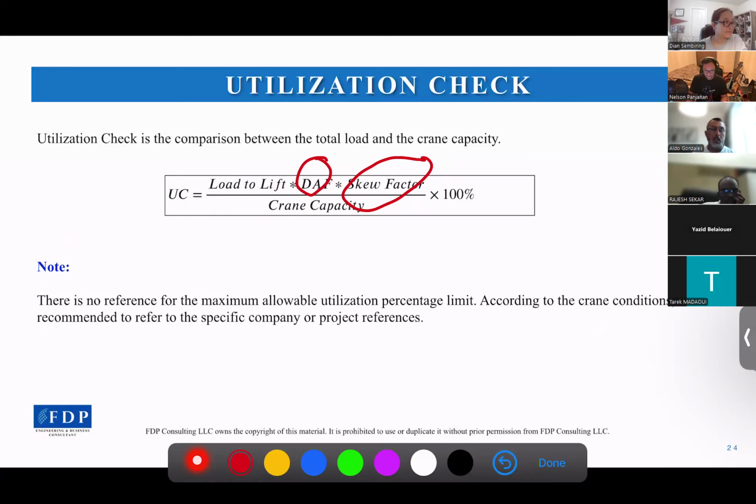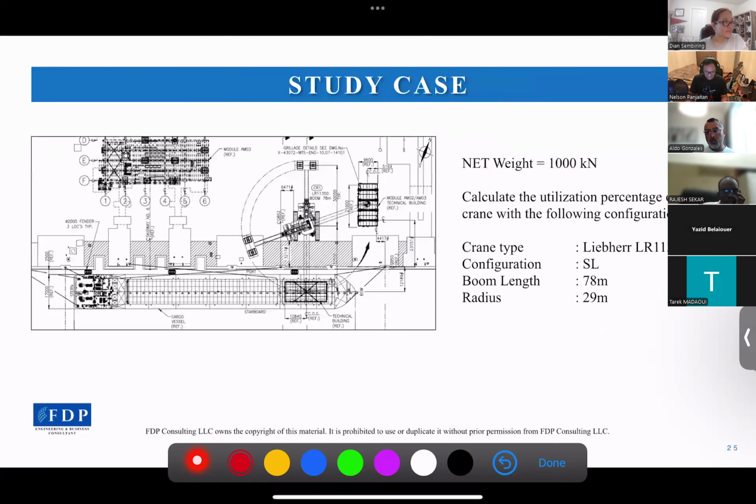No, just you can provide one example of how to calculate, and we will interpret when we will attach any factors, dynamic and skew.